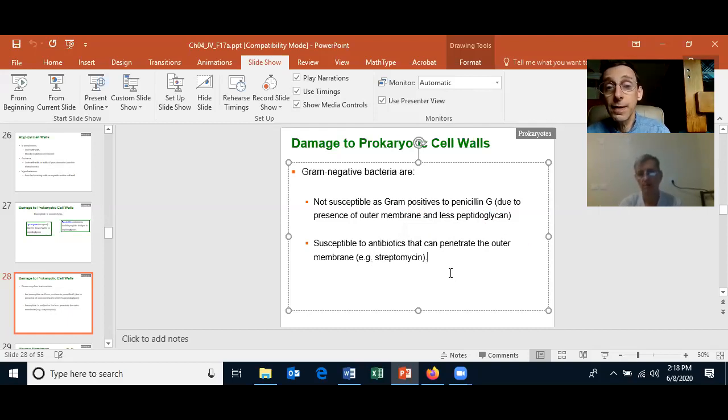Any question about that and the damage of gram-negative cells, or the protection that the outer membrane gives to gram-negative cell walls from something like penicillin G? No questions about any of that?